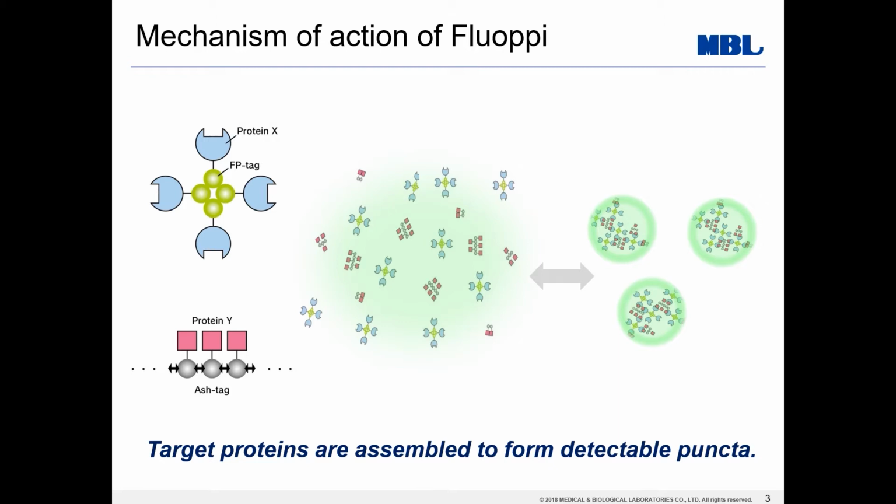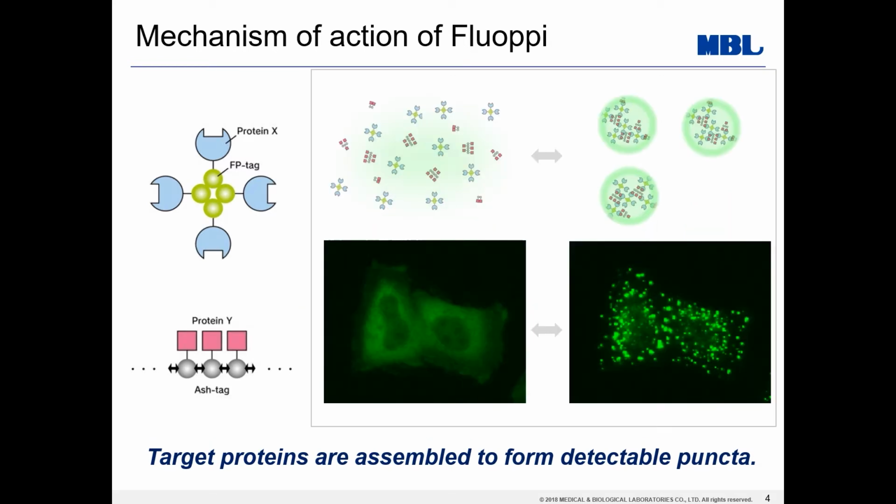Before X and Y interact, these molecules are diffusely distributed. If X and Y interact, they form clusters using their multiple arms. Because X has fluorescence, we can visualize intracellular PPIs as fluorescent puncta.